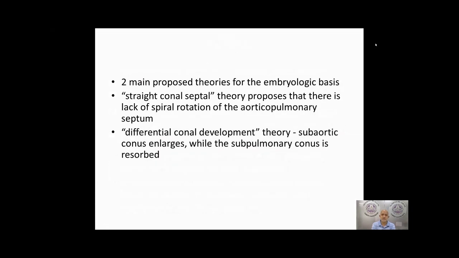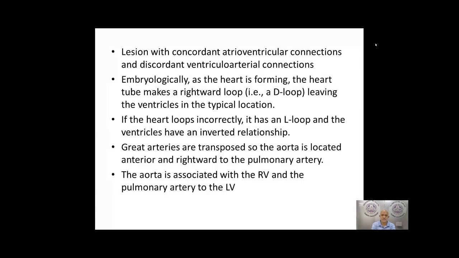The two main proposed theories for the embryologic basis of developing transposition of great arteries are, one, the straight conotruncal septal theory, which proposes that there is a lack of spiral rotation of the aorticopulmonary septum. And the second is the differential conal development theory, where the subaortic conus enlarges while the subpulmonary conus is reabsorbed, resulting in transposition of great arteries.